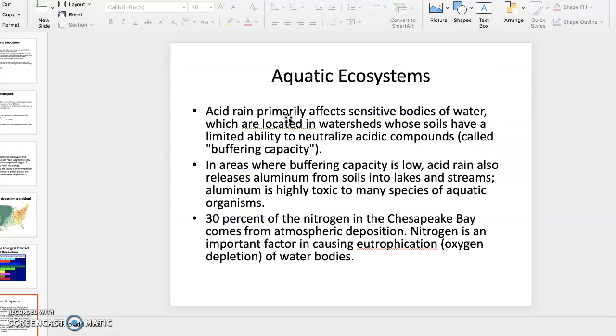Okay, aquatic ecosystems. Acid rain affects your bodies of water a lot of the time in watersheds because there's a limited ability to neutralize acidic compounds. And in areas where the buffering capacity is low, acid rain also releases aluminum from soils into your lakes and streams. 30% of the nitrogen in Chesapeake Bay comes from atmospheric deposition, which is a big problem with our fish and our organisms that live there.